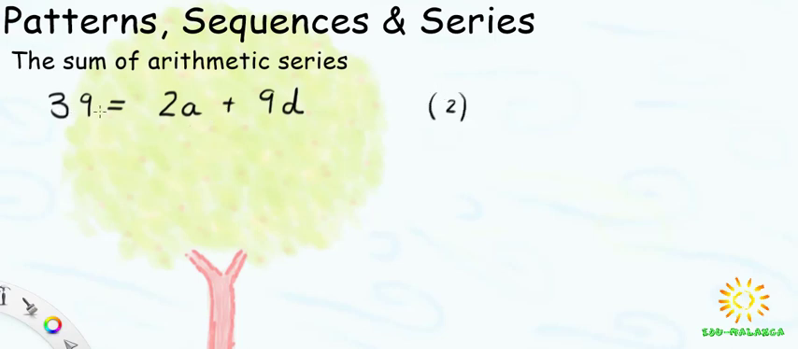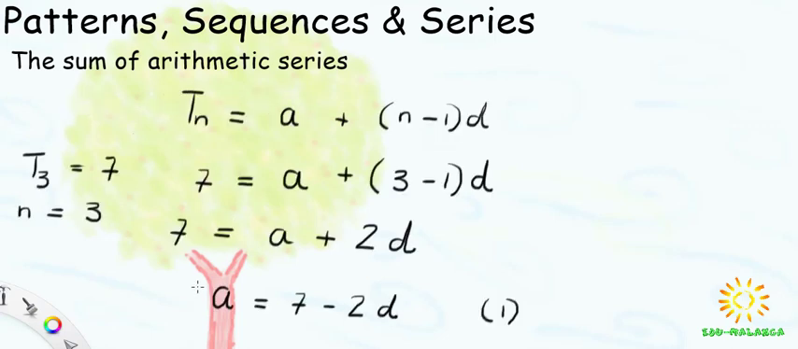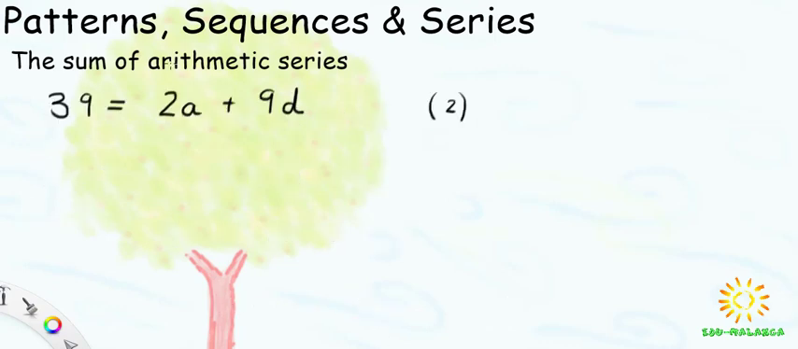If we look at equation 1 and equation 2, we can see that there are two unknowns, which are a and d, in both equations. And because we have two equations and two unknowns, we can use simultaneous equations to solve for the two unknowns. Let's rewrite equation 1 on this page. Equation 1 is a is equal to 7 minus 2d.